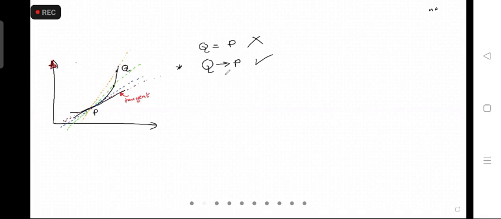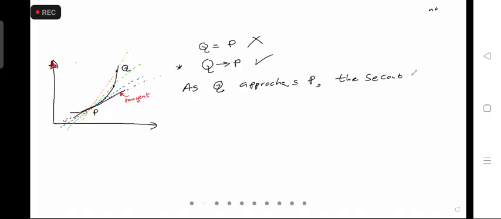Okay, I think now you understand it. So you can write down here: as Q approaches P, the sequence of lines more closely approximate the tangent.